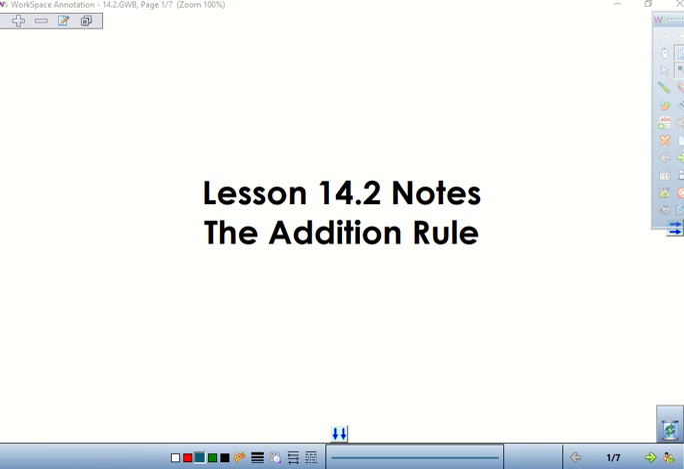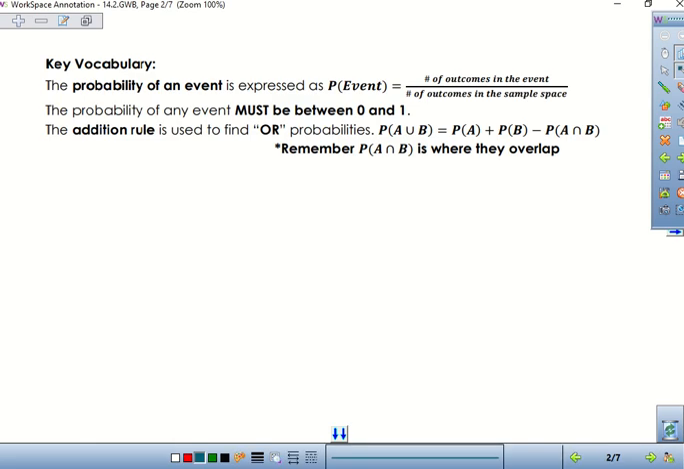All right, so today we're going to be doing 14.2, which is the addition rule, okay? So the probability of an event, you can just get it after we're done with this. It's calc. You're on the bottom. So the probability of an event is expressed like so. You guys paying attention? Okay.